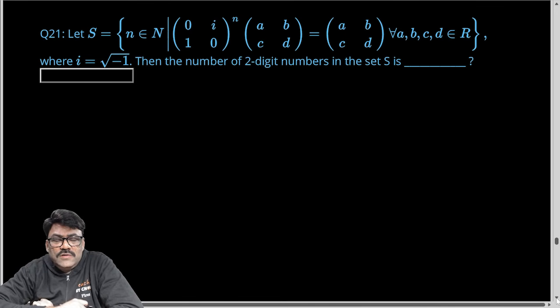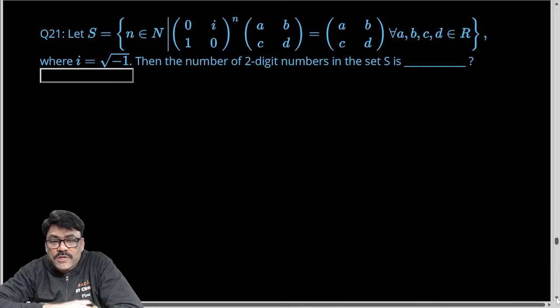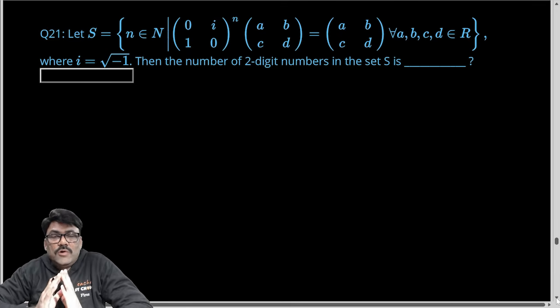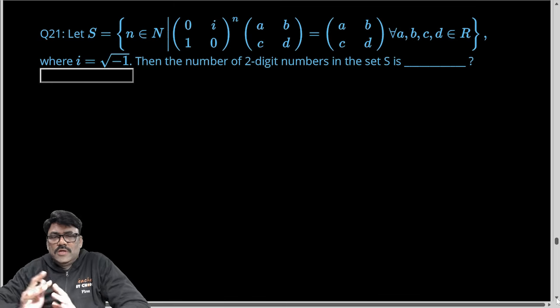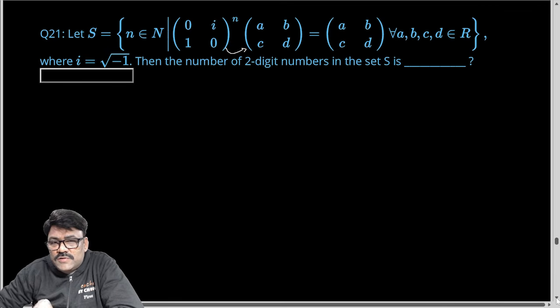In short, they are asking, if n is a 2-digit number, how many possible numbers satisfy this equation. Basically you have to find all the 2-digit numbers n satisfying this equation. Now you can see that if you multiply these two, you are getting the same matrix ABCD. Means this matrix, 0 i 1 0 raised to n, must be an identity matrix.